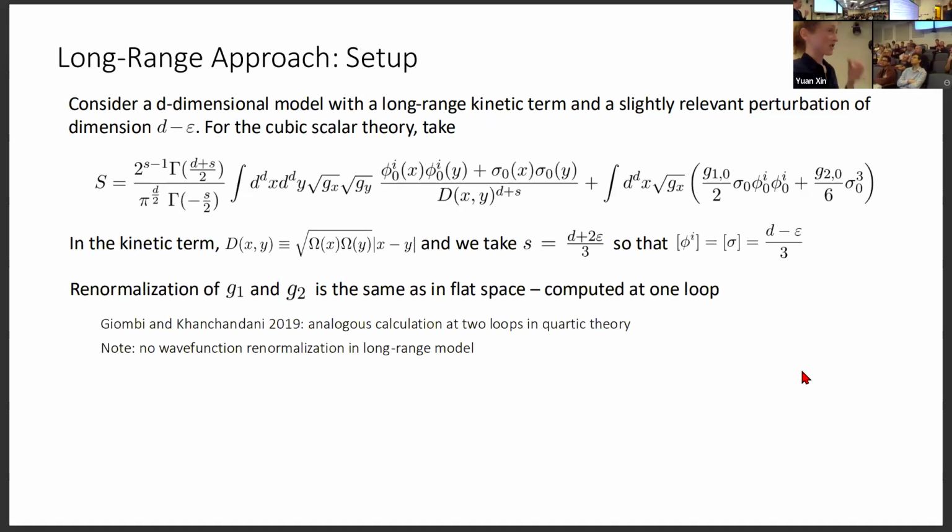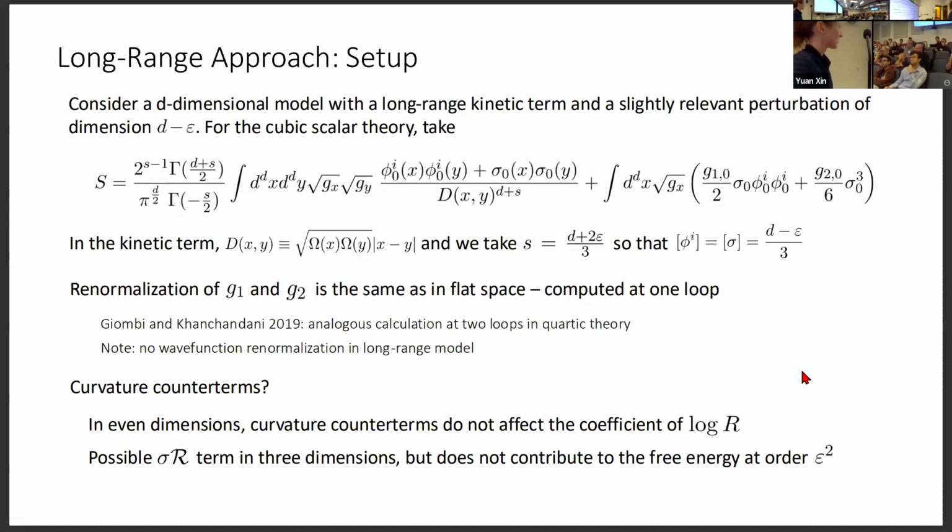So again, in this model, the renormalization of G1 and G2 is the same as in flat space, and we can just compute it. All we needed to do for order epsilon squared at the fixed point was to compute this at one loop. There's no wave function renormalization in the long range model, so this is a simple calculation. But you also need to worry about curvature counterterms again. Of course, in even dimensions, the curvature counterterms, as we reviewed, don't affect the coefficient of log R. There is a possible sigma R term in 3 dimensions, but we checked again that it doesn't contribute to the free energy of the long range model at order epsilon squared.